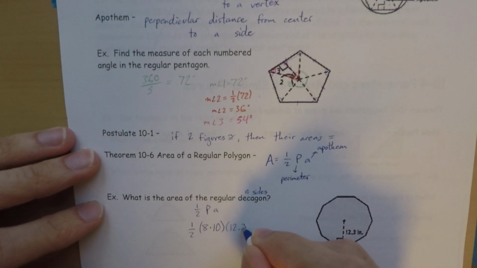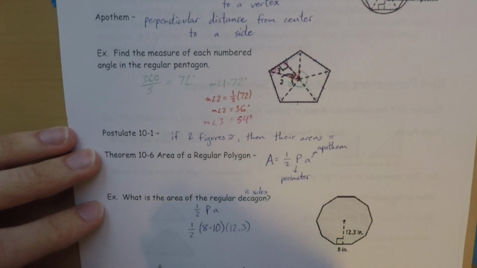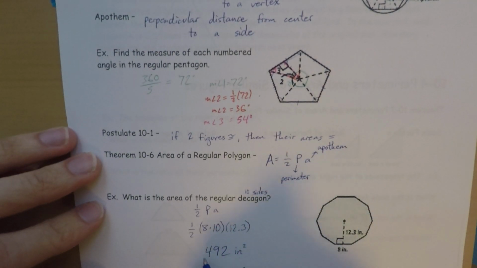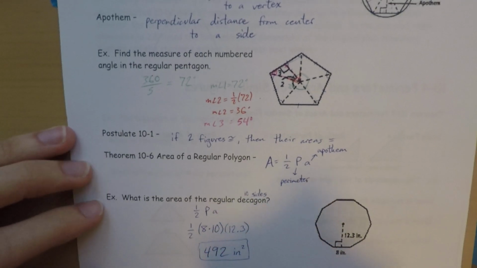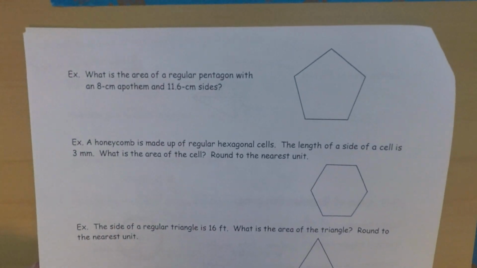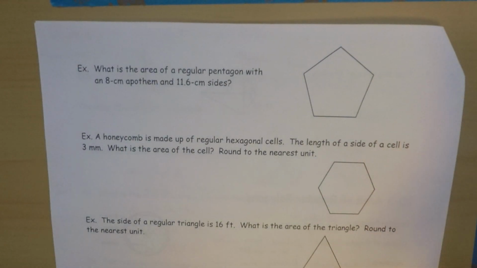12.3. That's all I need. If we just multiply this, you should get 492. We were dealing in inches, so the area is inches squared. 492 inches squared. Flip to the top of the next page, and we'll work on this next example.